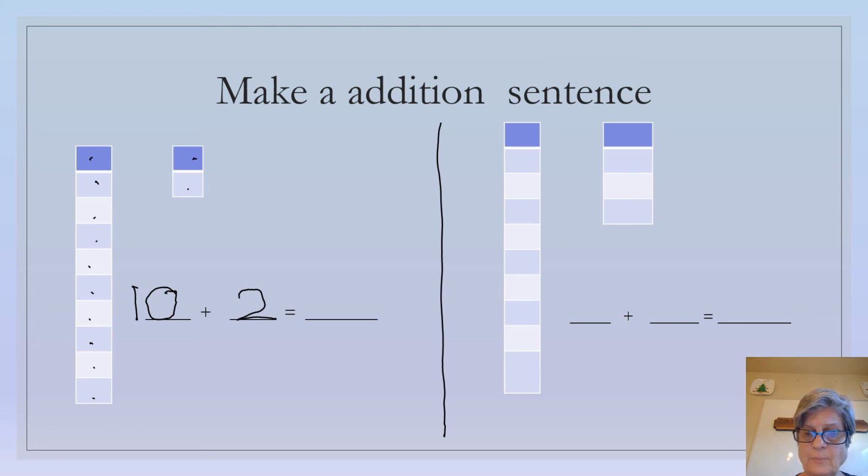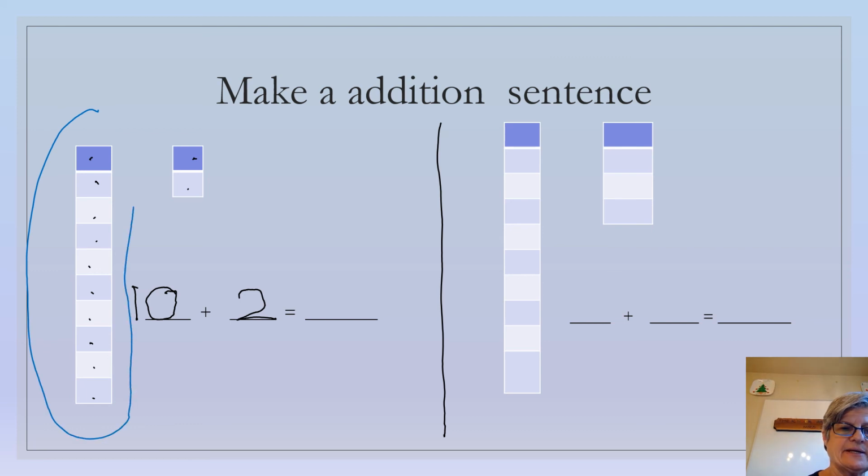Now I'm going to do it the old-fashioned way. By doing it the old-fashioned way, I'm going to count all the Unifix cubes in here. Then I'm going to add those onto it. Like, watch. I'm going to cross them out one at a time.